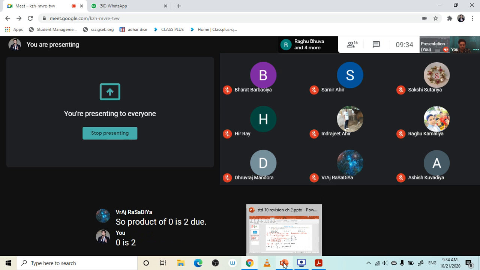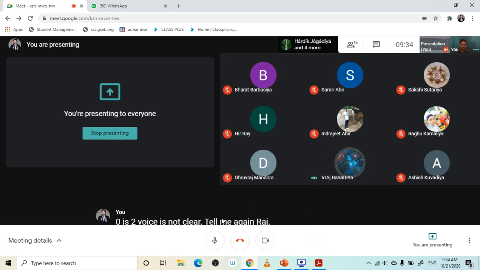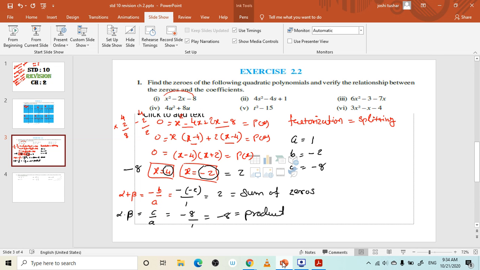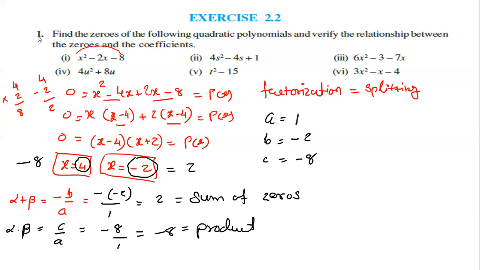Zero is 2. Voice is not clear. Tell me again, Raj. One minute. No. Product of zeros is minus 8. Sum of zeros is 2. Here verification also we have done. From where you are seeing? Hello. I think there is some network related problem.